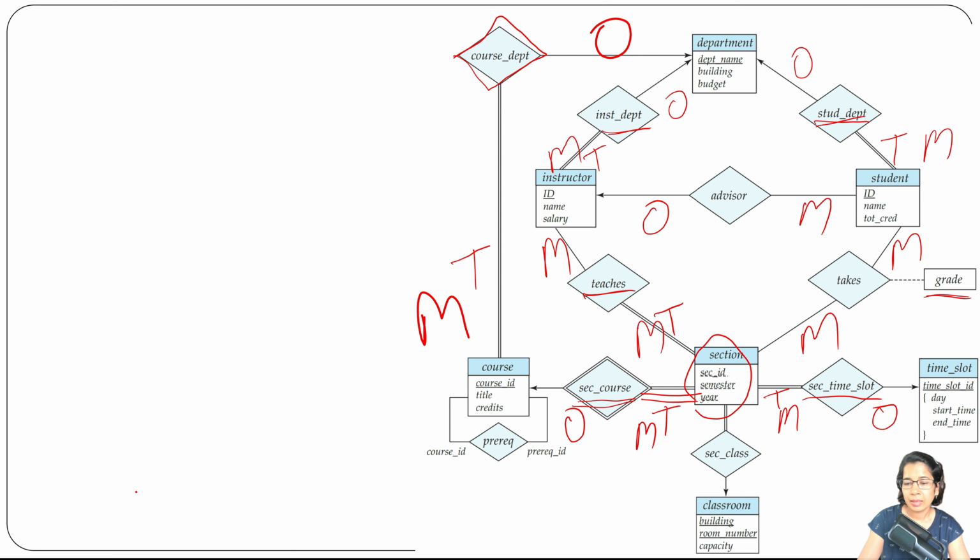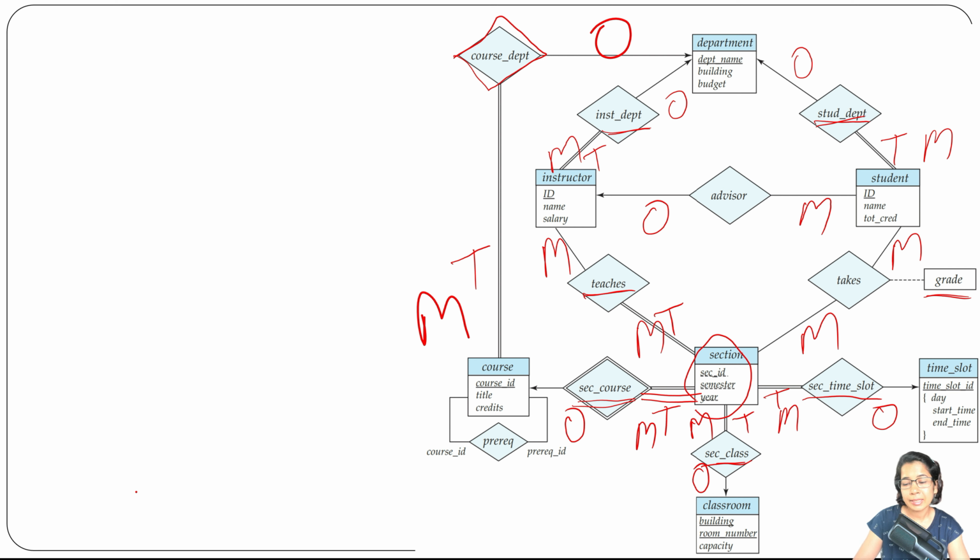Section is also related with classroom as section class. Here participation is total and the relationship is many to one. Classroom has two primary key attributes, building and room number. If any attribute is underlined, that's the primary key. And if it is a dashed underline, then these are the discriminators for a weak entity set.